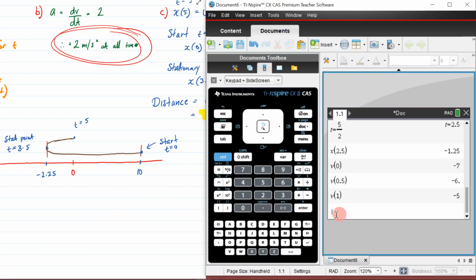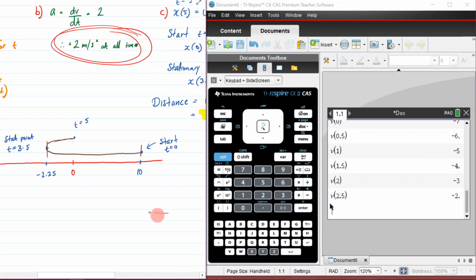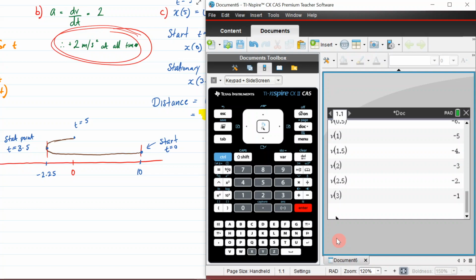If I keep on going, let's go v of 1.5 now. It's -4. I just want you to see what happens as I continue to increase my time. Look at what's happening to my velocity. Next would be v of 2, -3. V of 2.5, my velocity is slowing down. When I say it's slowing down, my number is getting bigger. It's going less quickly this way, less quickly that way. That's what it means. All right, let's go v of 3. What if I went v of 3.5? Well, we know what's going to happen at v of 3.5. It stops. I am stationary at that point.